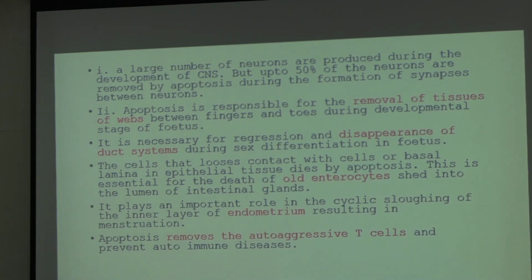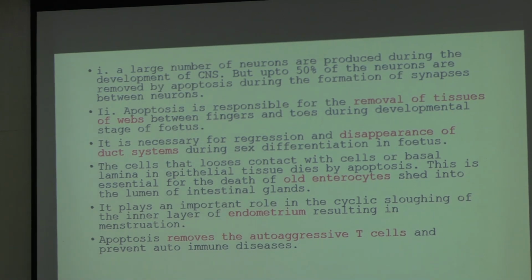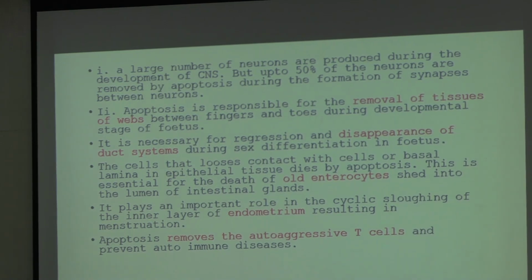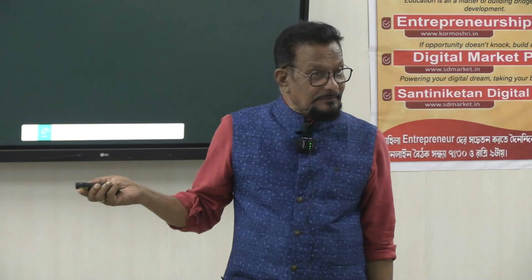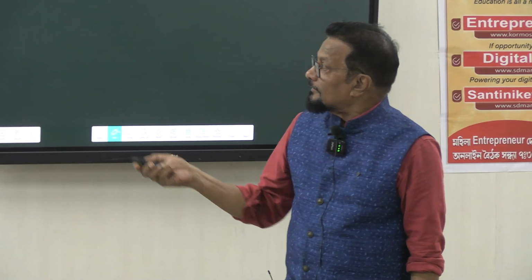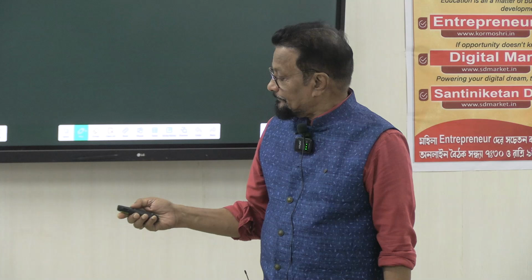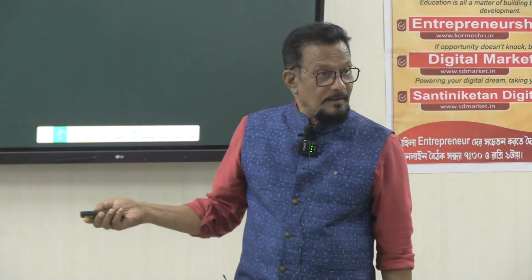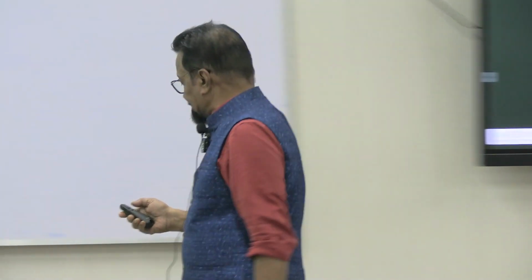And during your development, in the embryonic stage, at one stage there is no sex difference in the fetus, and ultimately sex difference develops. So this is the example. Due to lack of apoptosis, it happens during embryonic life.